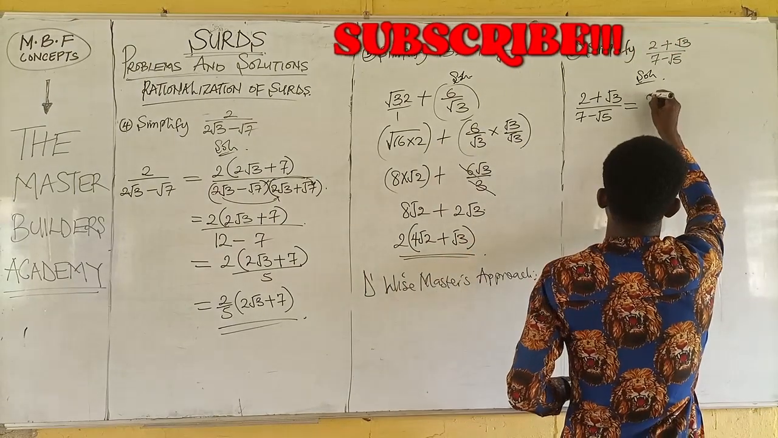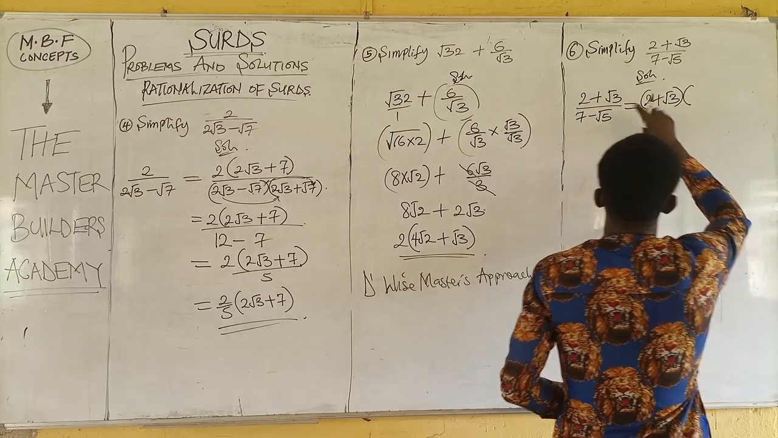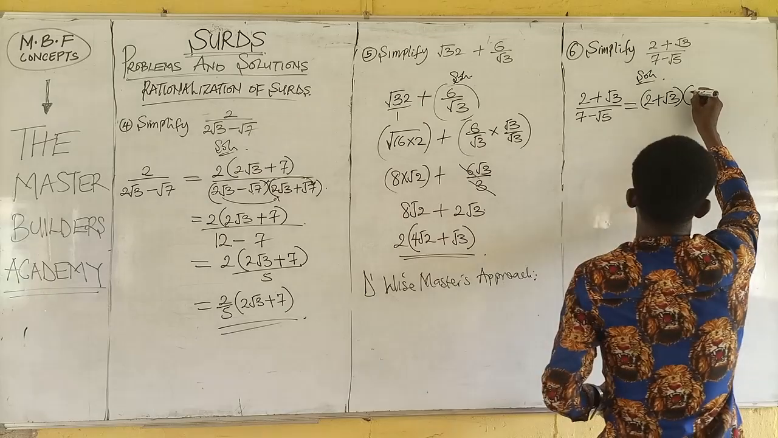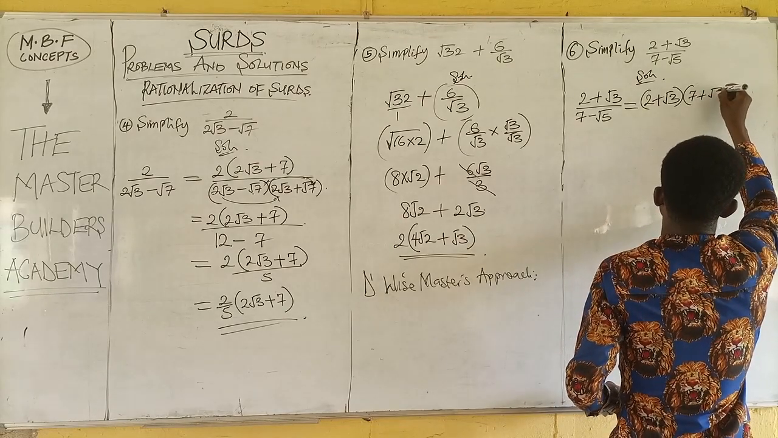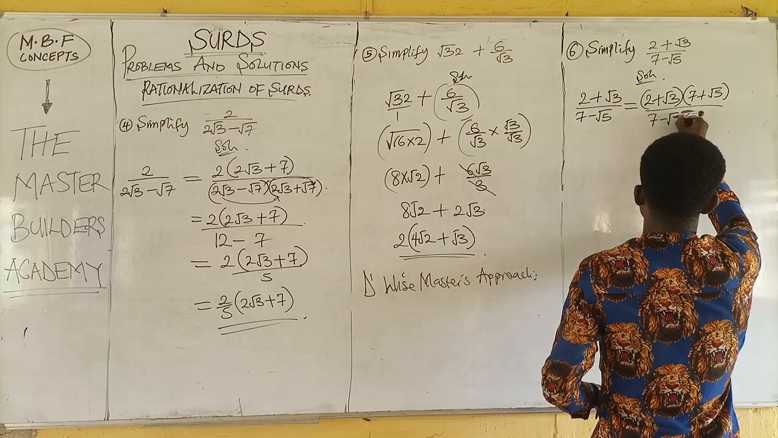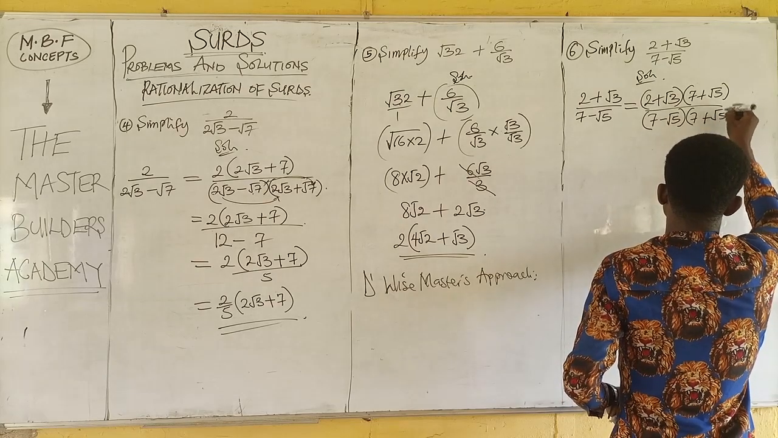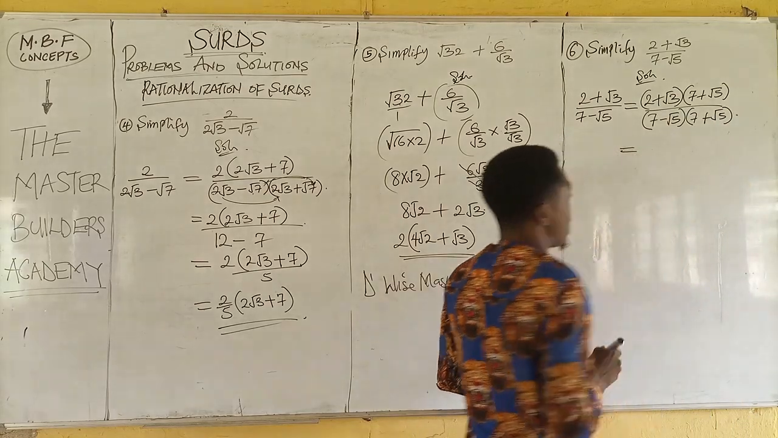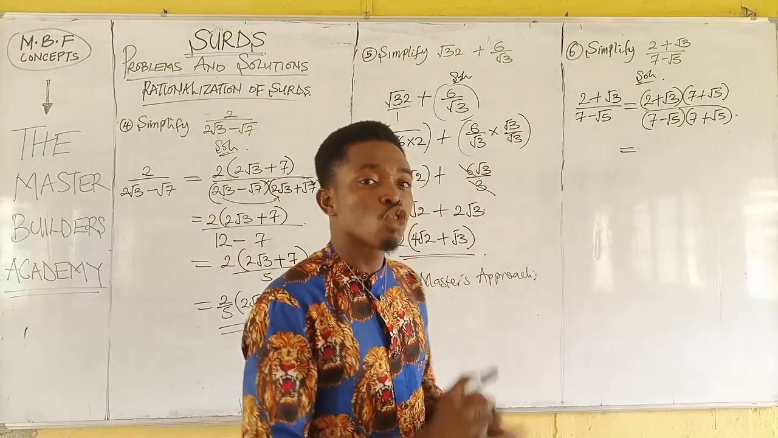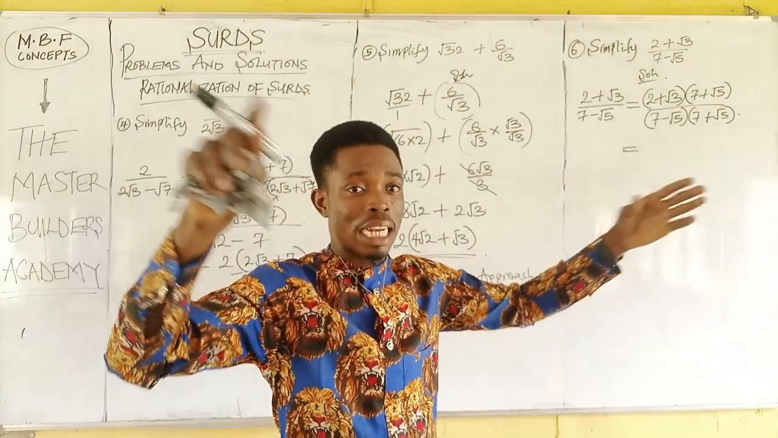Okay, now we are going to have 2 plus root 3 times, what is the conjugate of the denominator, guys? All you just need to do is to change this minus to plus. So we are going to have 7 plus root 5 over 7 minus root 5 all times 7 plus root 5. Guys, like I said, it is very simple to multiply out. Now, in this case, we have 2 brackets at the numerator, 2 brackets at the denominator. So we are going to multiply the numerator and the denominator.